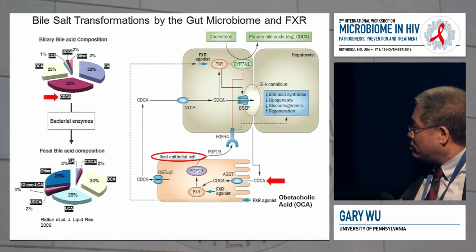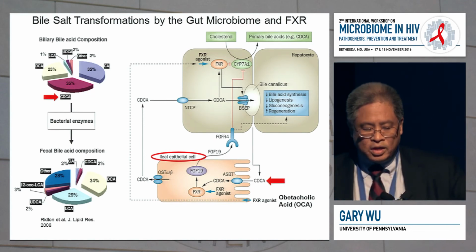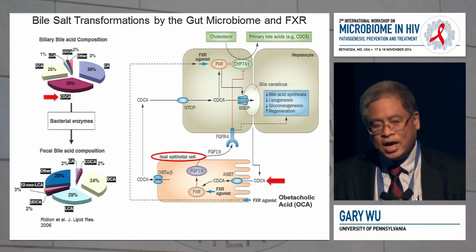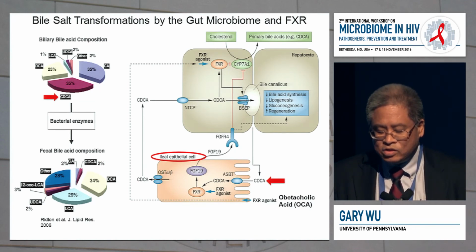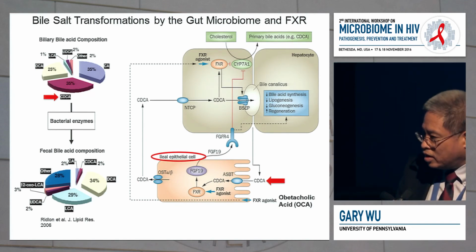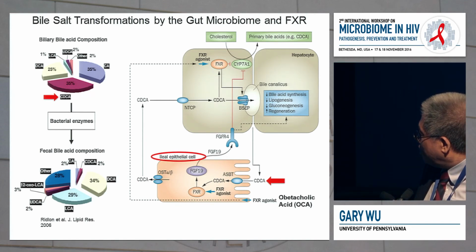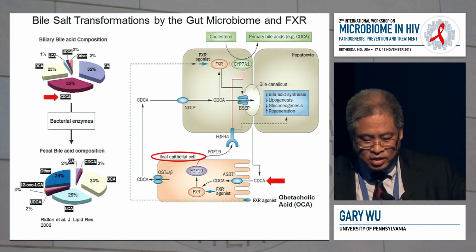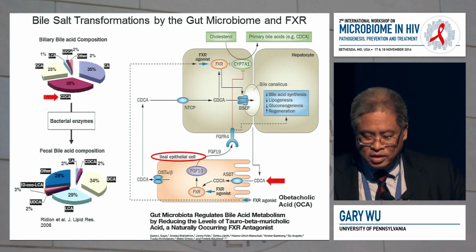FXR can also be activated directly in the liver. So the notion is that bile acid activation of FXR shuts down bile acid synthesis. So it's an autoregulatory loop. There is a drug that is currently in development right now that I'll talk about, obeticholic acid, which is a very potent FXR agonist. And the notion is that by shutting down bile acid production in the liver, that might be advantageous in liver disease.